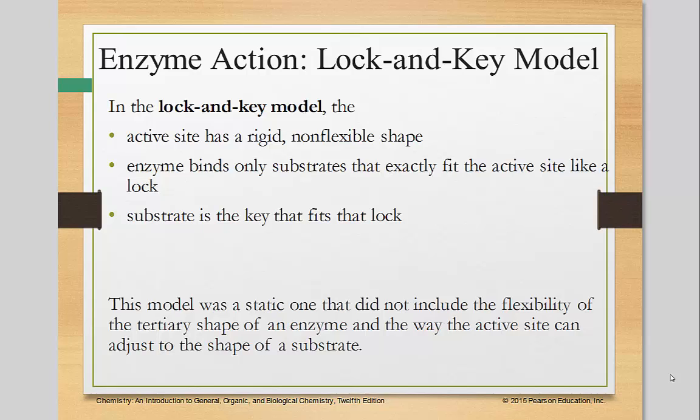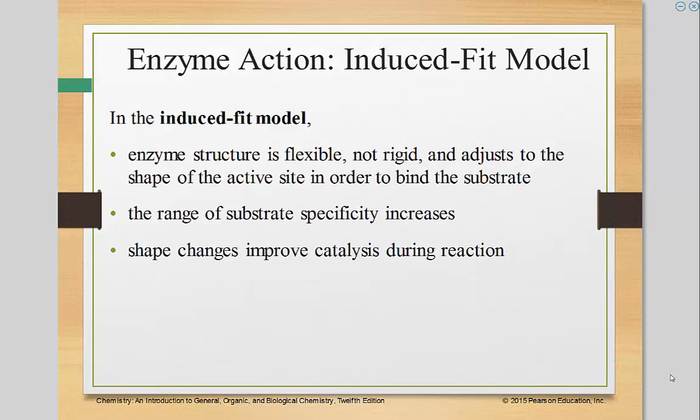The induced fit model is more flexible. This enzyme structure is flexible, not rigid, and adjusts to the shape of the substrate in order to bind to it. The range of substrate specificity increases. The shape changes improve the catalyst during the reaction.